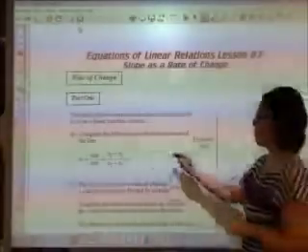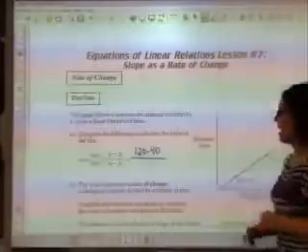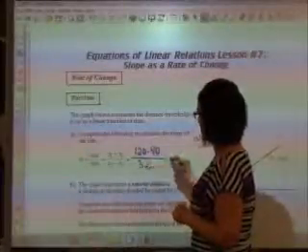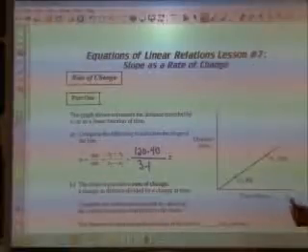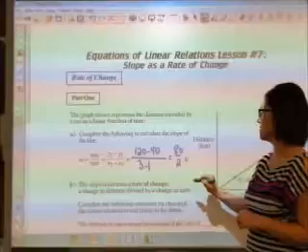120 minus 40. And then 3 minus 1. So what's 120 minus 40? 3 minus 1? 2. What's 80 divided by 2?